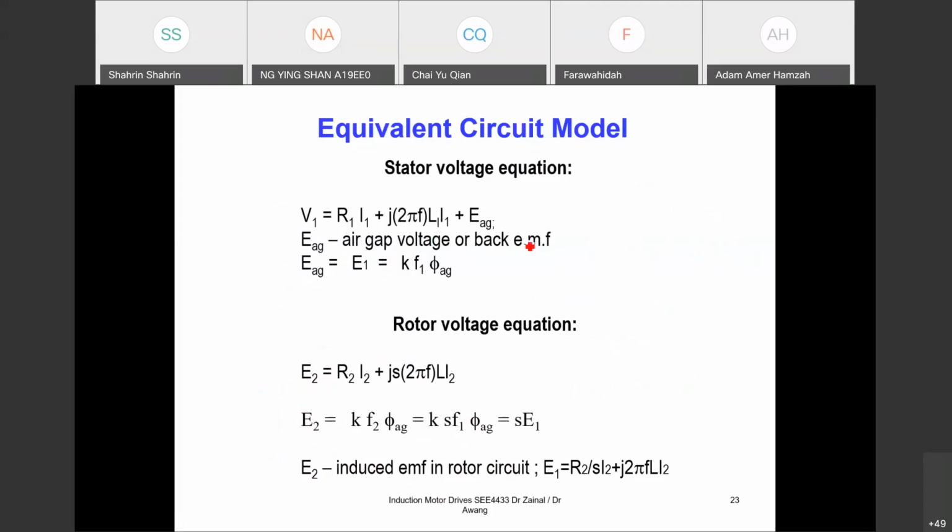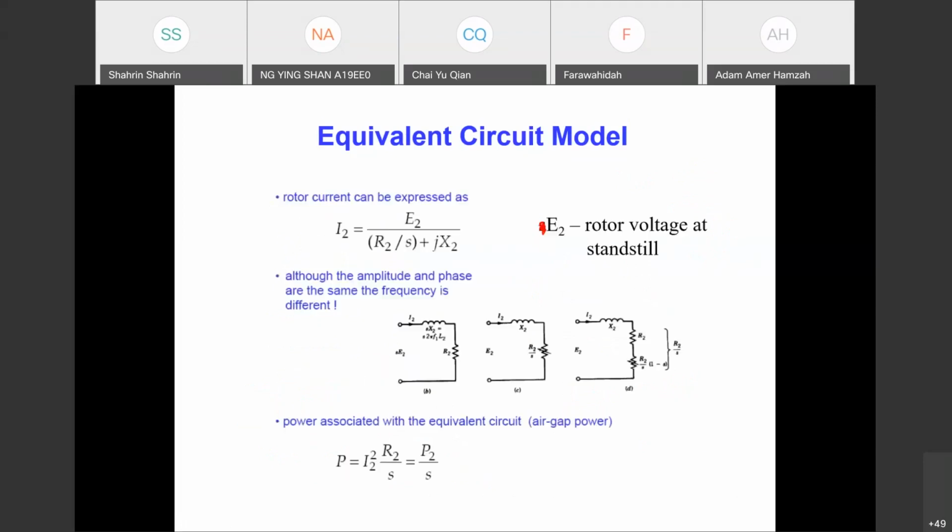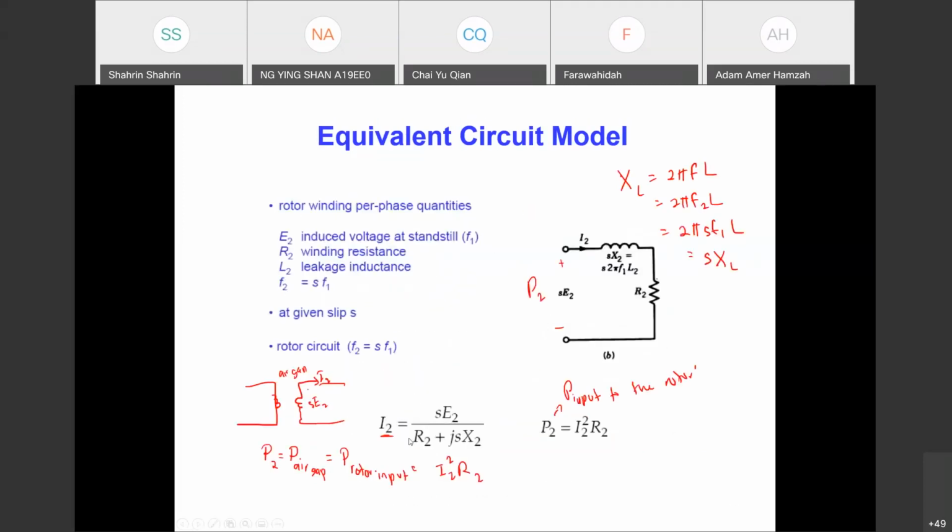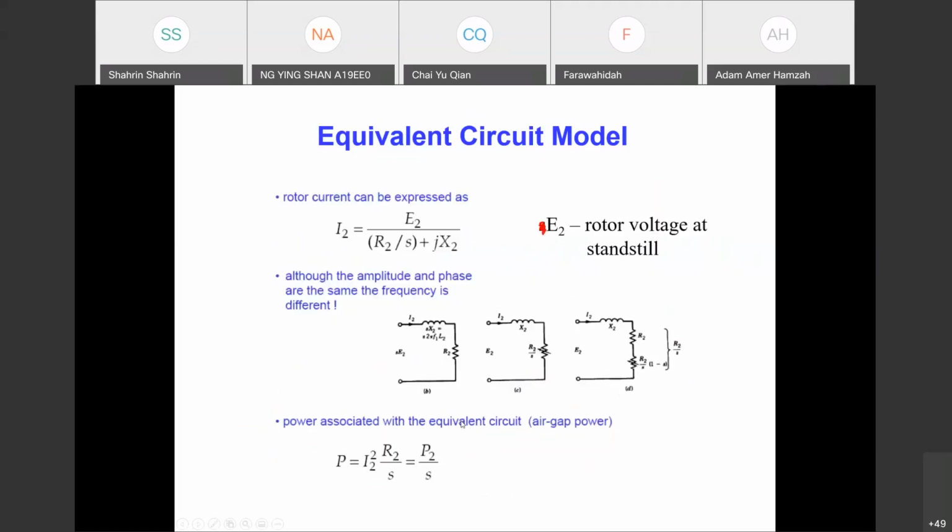So this is the stator voltage equation, rotor voltage equation, and so on. So instead of writing your current equation as equal to SE2 over Z, if you are using this circuit, you will obtain I2 equal to SE2 over your Z, right?